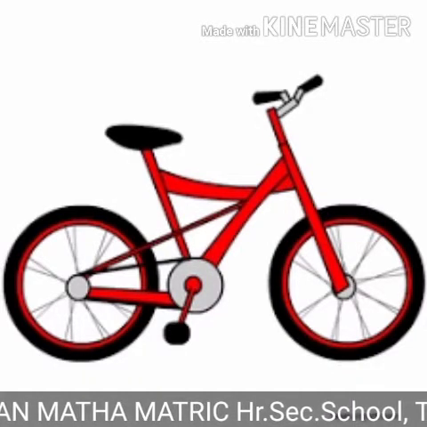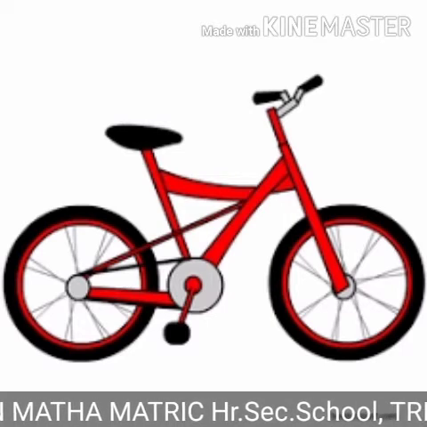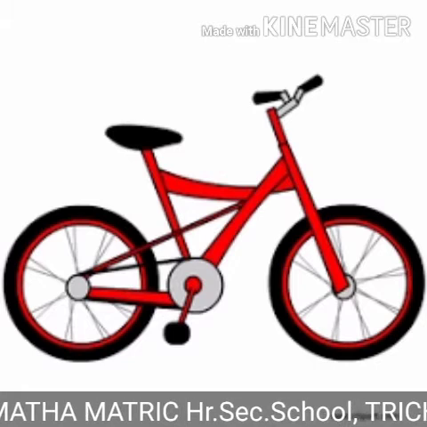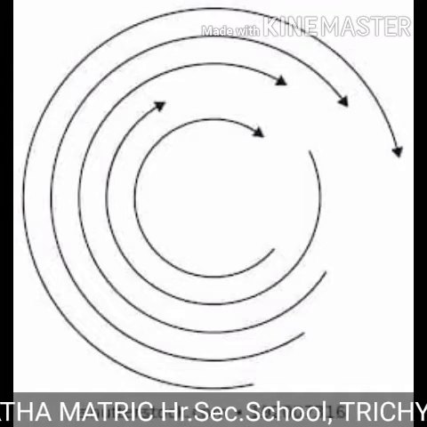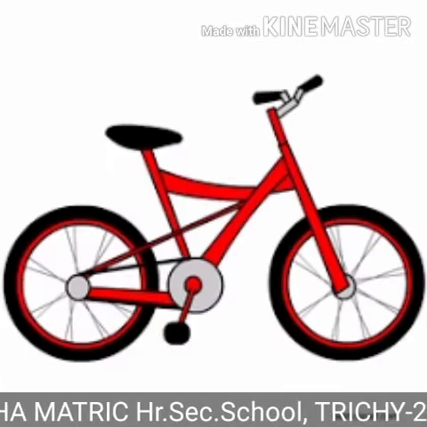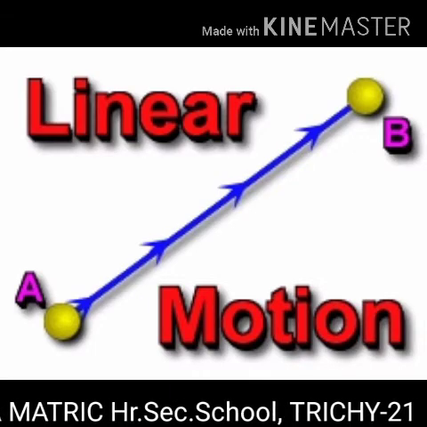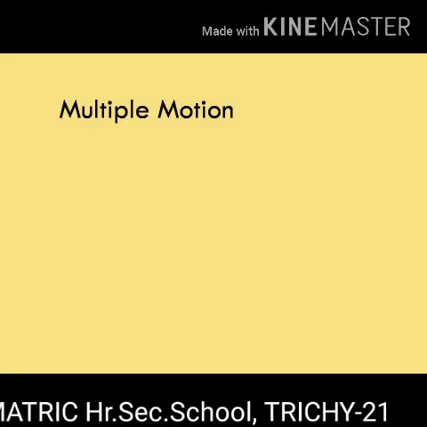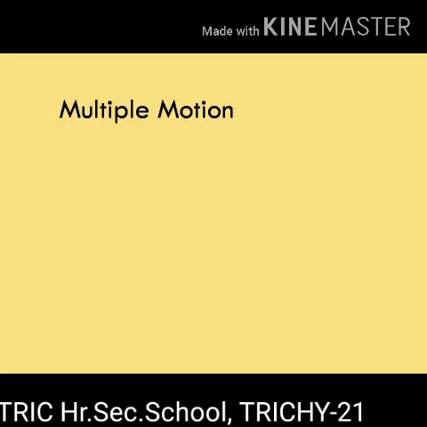Look at the bicycle. What type of motion does the wheel perform? What type of motion does the cycle in total perform? The tires rotate and make a rotatory motion, but the cycle as such moves forward in a linear path. So this shows many motions in it. So it is called multiple motion.